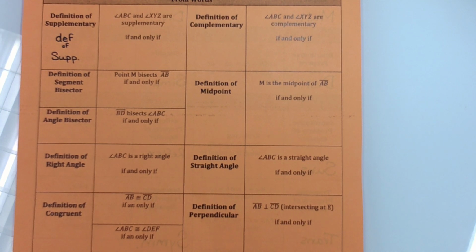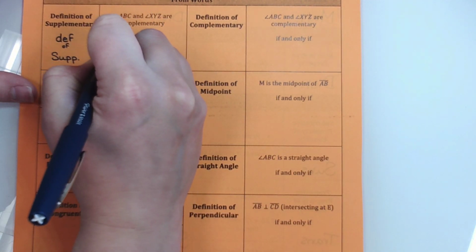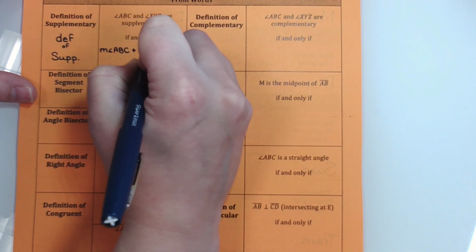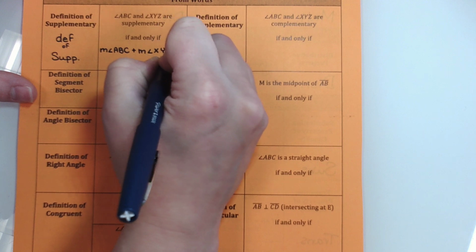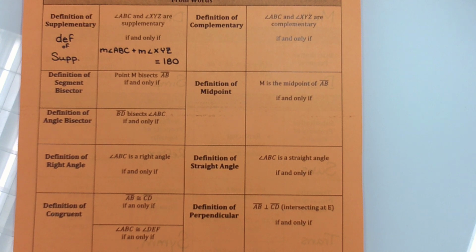Okay. Now, when you come across something that says supplementary, it will say something along the lines of angle A and angle XYZ are supplementary. And if you see that, supplementary means two angles add up to 180. So within a proof, we can say the measure of angle ABC plus the measure of that angle XYZ is equal to 180. That's what definition of supplementary gives me. That's what the word supplementary gives me.